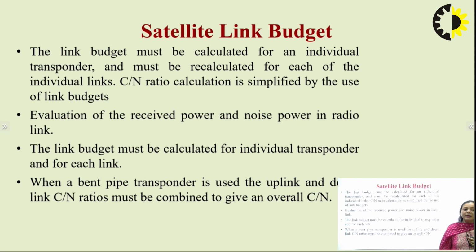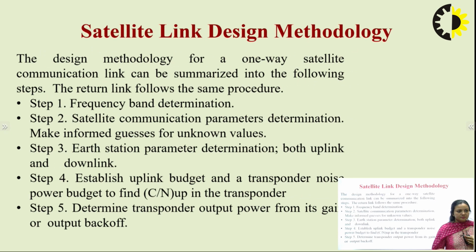So when a bent pipe transponder is used, the uplink and downlink C by N ratios must be combined to give an overall C by N, that is your carrier to noise ratio. So we can combine both the uplink and downlink C by N ratios.